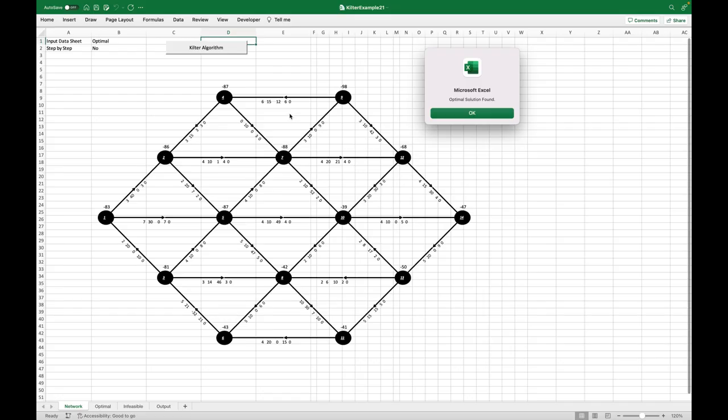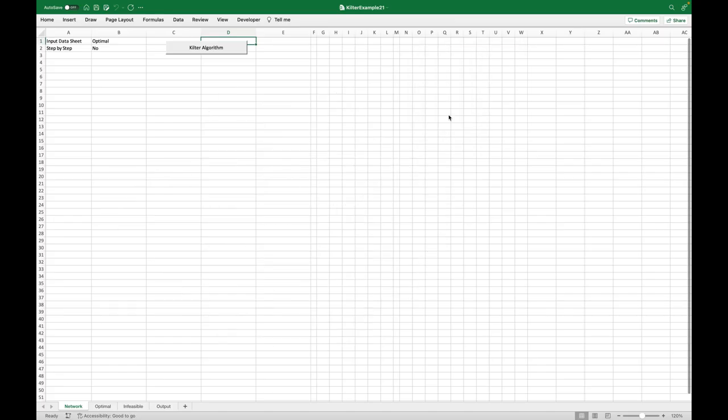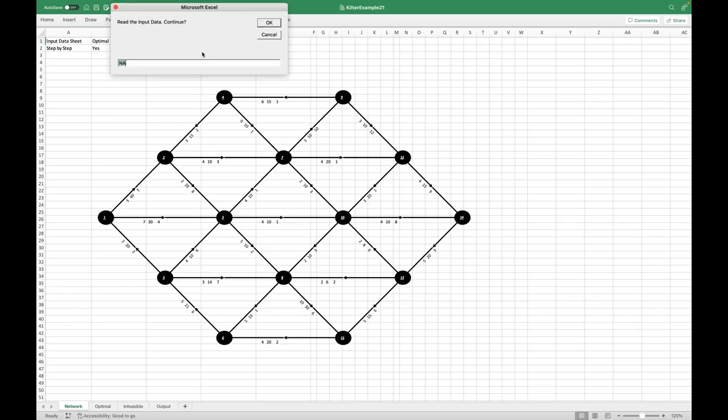So not only do we have the optimal feasible solution, the flow, but also we have the optimal dual variables, which are the node numbers. So let's restart this algorithm, and then here I'm going to say yes. I want to visualize all the steps that this algorithm did to arrive at that optimal solution. So I start the algorithm.